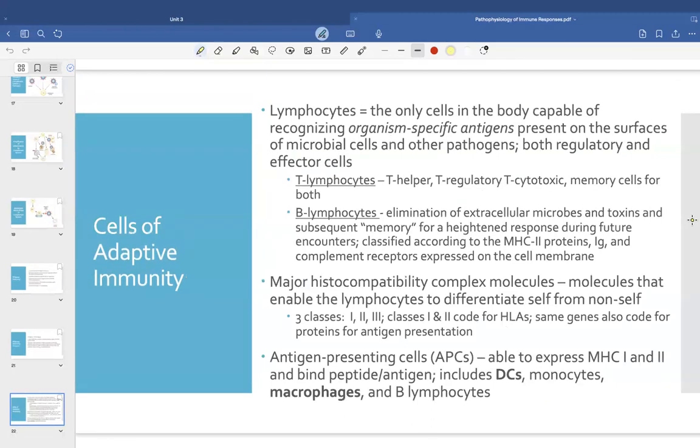All right, so here are your cells, lymphocytes. T lymphocytes, B lymphocytes. Again, antigen, organism specific.